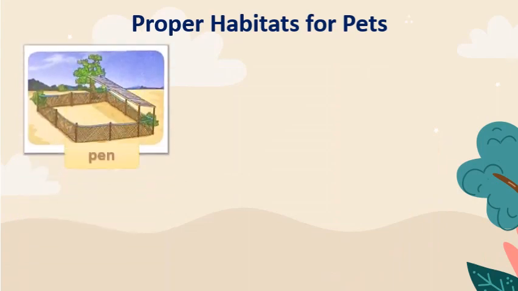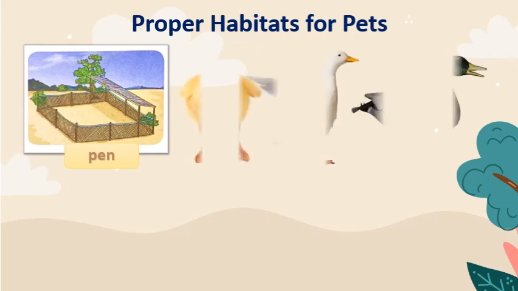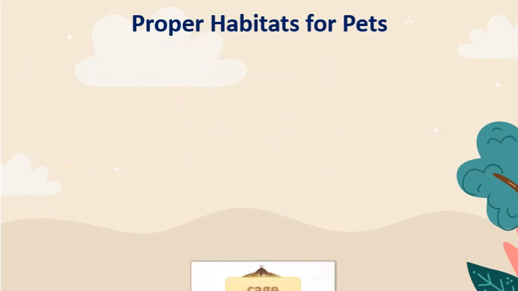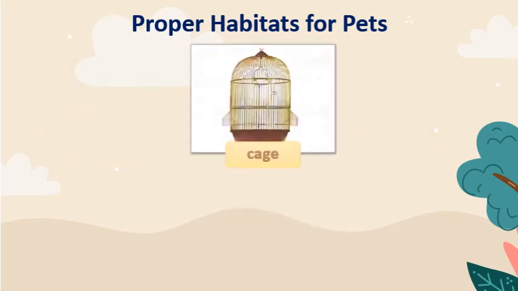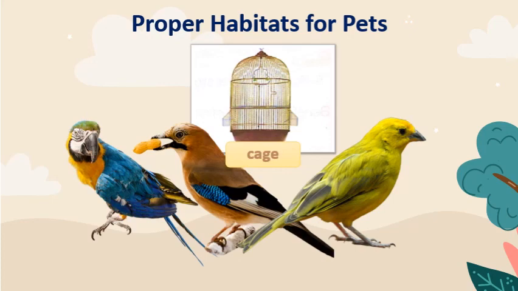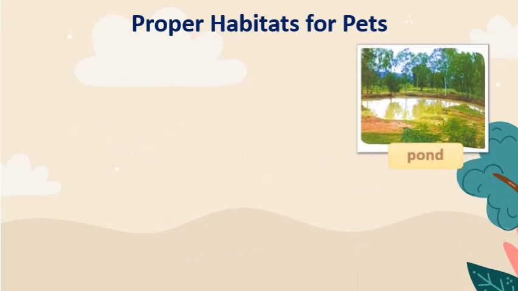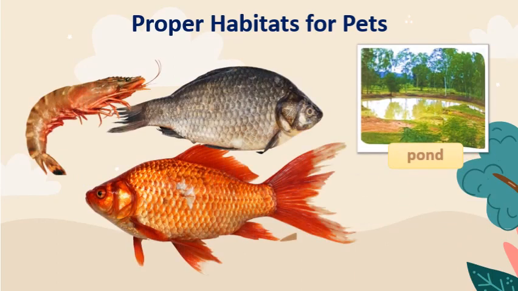Proper habitats for pets. First picture we have here is a pen. This is where the ducks and geese are supposed to live. Second, we have a cage. This is where the birds should live. Third is a pond. You can find fish and shrimps in the pond.